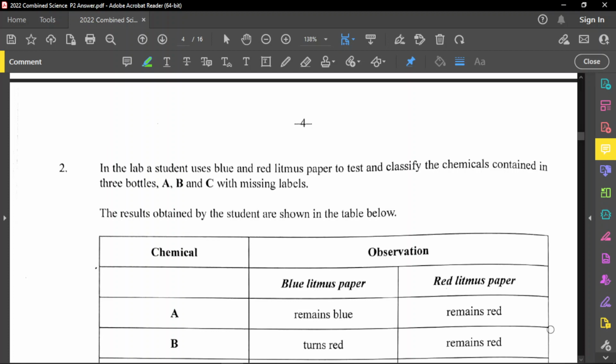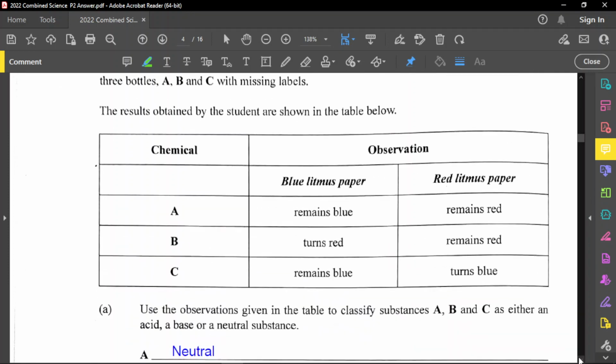All right, for question number 2, it says in the lab, a student uses blue and red litmus paper to test and classify the chemicals contained in 3 bottles. You have bottles A, B, and C with missing labels. The results obtained by the student are shown in the table below. The first column gives you the chemicals, and then you have the observations on the right for blue and red litmus paper. They give you the information right here, and it says use the observations given in the table to classify substances A, B, and C as either acid, base, or a neutral substance.